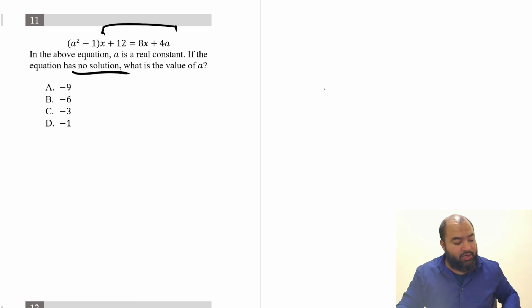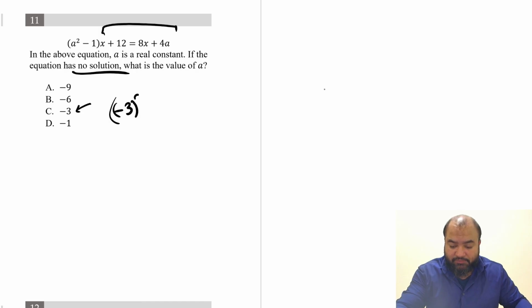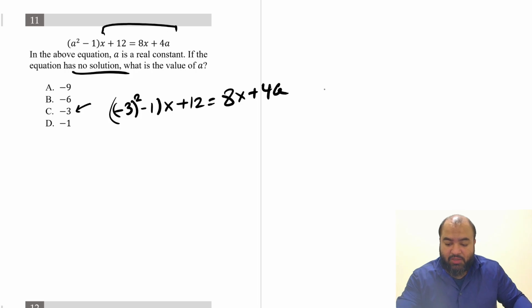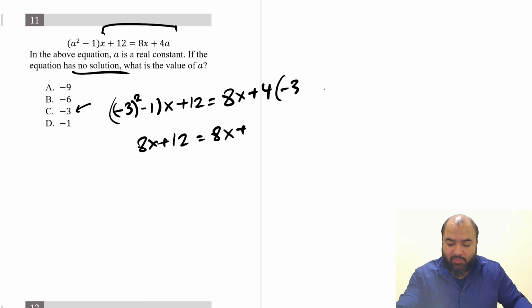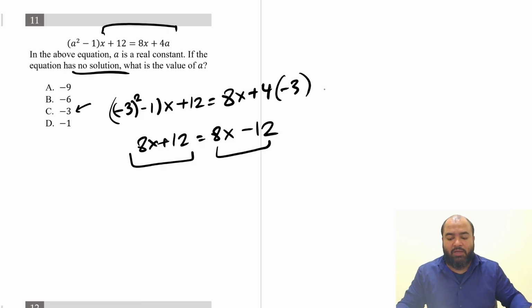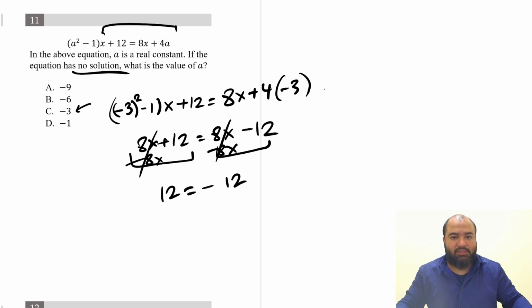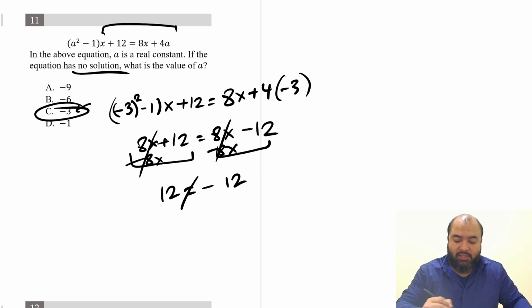So I'm going to plug in the value a equal to negative 3. This might work. So negative 3 squared minus 1 x plus 12 equal to 8x plus 4a. Negative 3 squared is 9 minus 1, right? So that's 8x plus 12 equal to 8x plus, a we plugged in negative 3, remember, so 8x minus 12. So 8x plus 12 and 8x minus 12 is not the same. For example, if I do minus 8x on both sides, 12 is equal to negative 12. Does it work? No. So it has no solution when a is equal to negative 3.